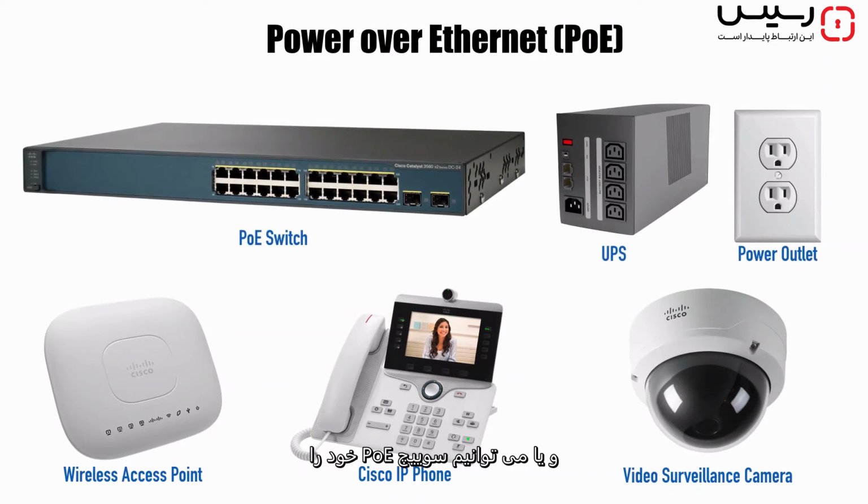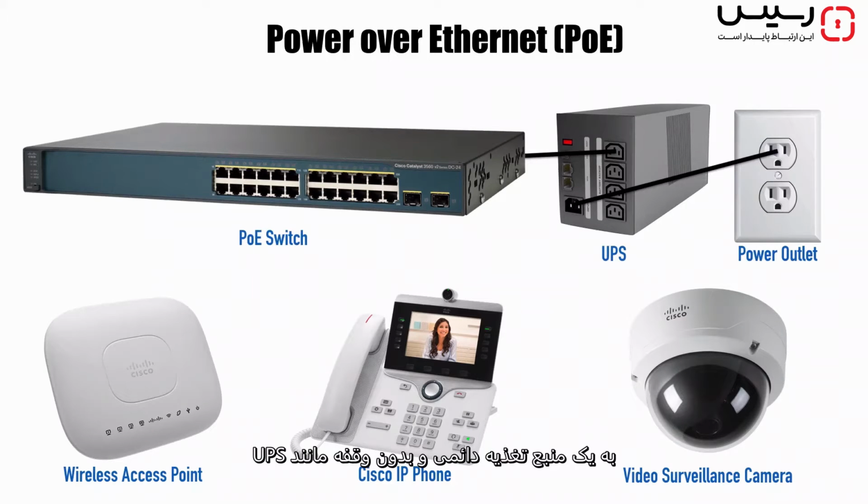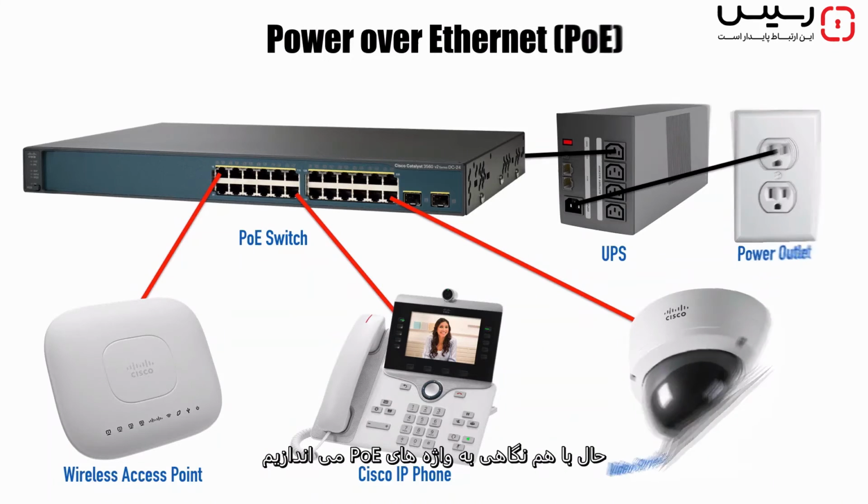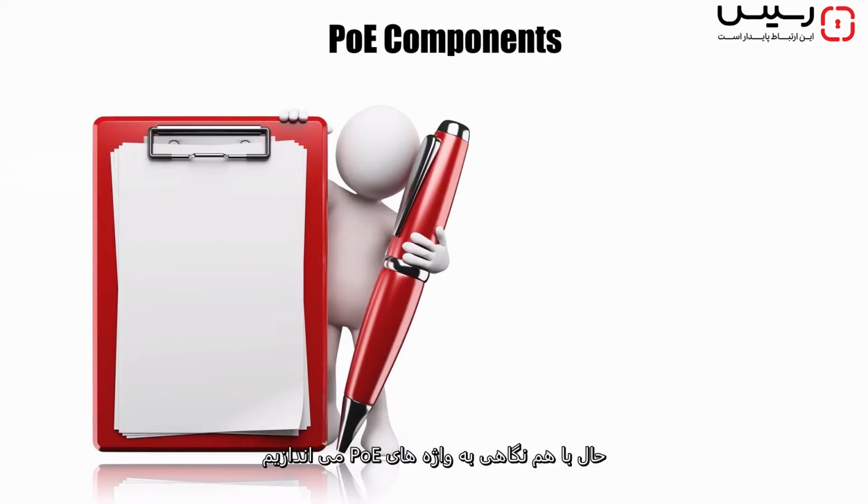What we can do is have our PoE-capable switch plugged in maybe to some sort of redundant power, maybe an uninterruptible power supply like a UPS, and we can connect our devices into this PoE switch. And it's going to detect how much power those different devices need and provide that power. Let's take a look at some terminology surrounding Power over Ethernet.